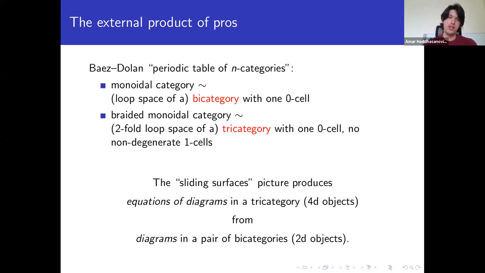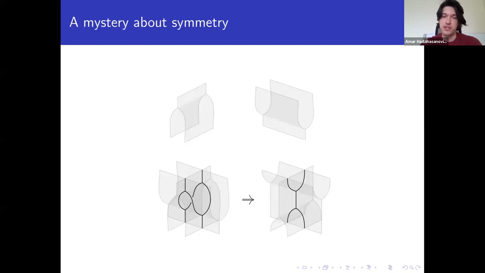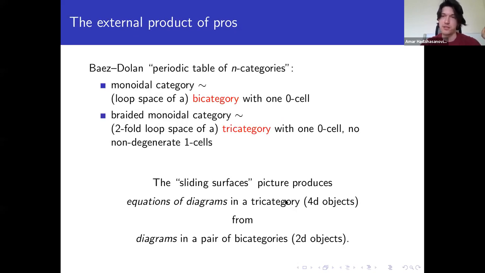One way of trying to see this picture of the sliding surfaces is that we start from diagrams in planar monoidal categories, which through this picture are like two-dimensional objects. What we get is a move or equation of three-dimensional diagrams, things that live in a tricategory. If the two sides of this picture are three-dimensional, then you can see this move as something extended in space, something four-dimensional. Okay. So from two planar things, we get something braided.